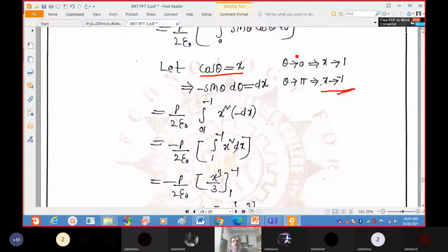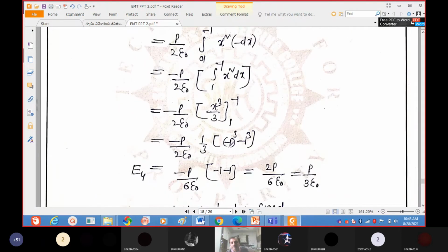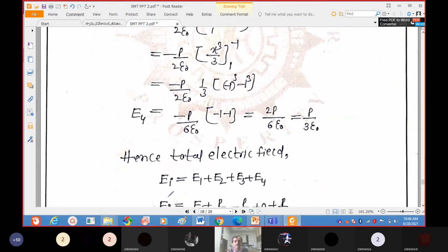The integration of x square is x cube by 3. The lower limit is 1 and the upper limit is -1. Substituting the limits, we get -1 cube minus 1 cube, which is -2. With the minus outside, both become plus, so 2p by 6 epsilon naught, that means p by 3 epsilon naught. This is E4, the electric field due to the surface of the spherical cavity, equal to p by 3 epsilon naught.